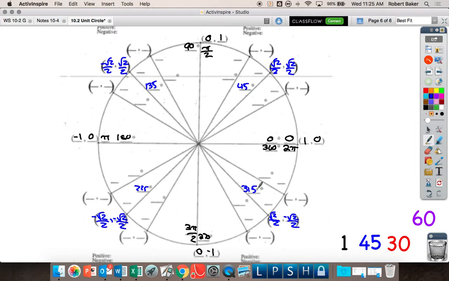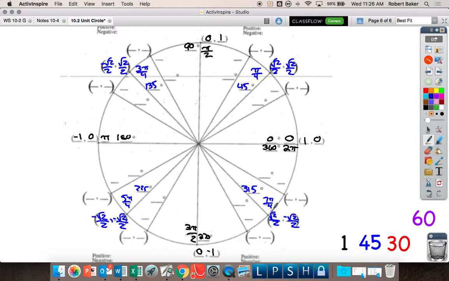Now we count by radians. How many radians is 45 degrees? Pi over 4. So I have 0 pi over 4, 1 pi over 4, 2 pi over 4, 3 pi over 4, 4 pi over 4, 5 pi over 4, 6 pi over 4, 7 pi over 4, 8 pi over 4. Alright, 1, 2, 3, 4, 5, 6, 7, 8.